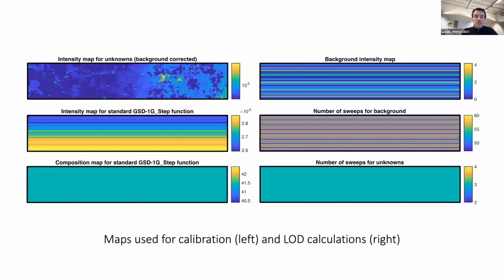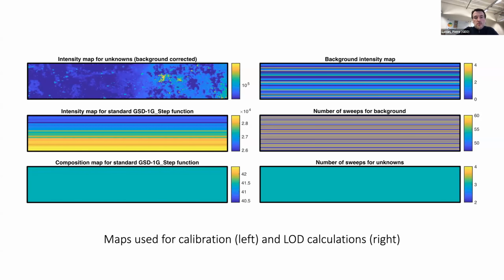And for example, here on the top left, you see an intensity map for the unknowns, so for the map for Syria. We can also generate other maps, for example, an intensity map for the standard GSD1G, that's the second map on the left, and a compositional map for the standard as well for Syria, for the same element. And you can use those three maps afterward in XMapTools to calibrate each phase individually.